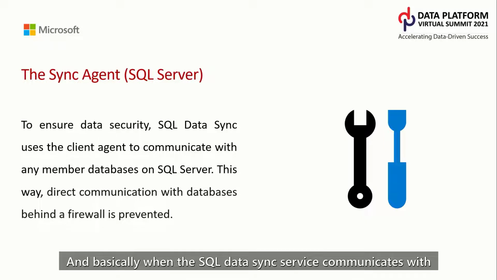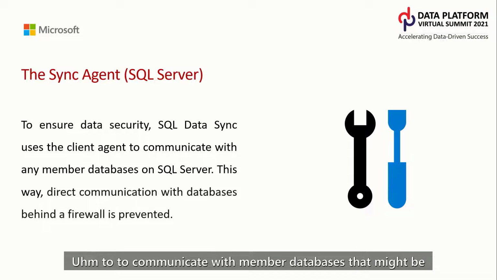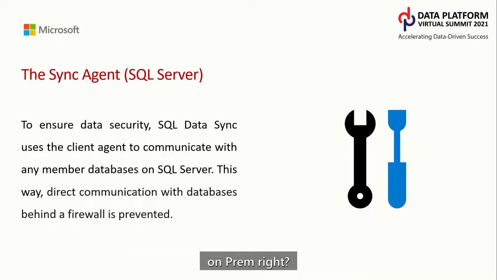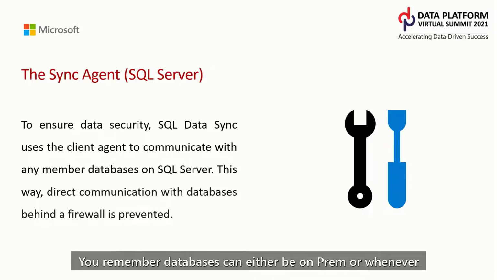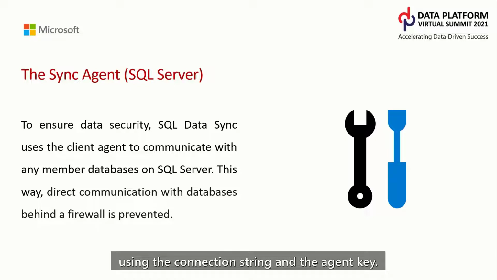Basically, when the SQL Data Sync service communicates with the agent, it does so using an encrypted connection and a unique token or agent key. And you just need a sync agent to communicate with member databases that might be on-prem, right? Your member databases can either be on-prem or on Azure SQL databases. And the SQL Server databases authenticate the agent using the connection string and the agent key. And this design provides a high level of security for your data.